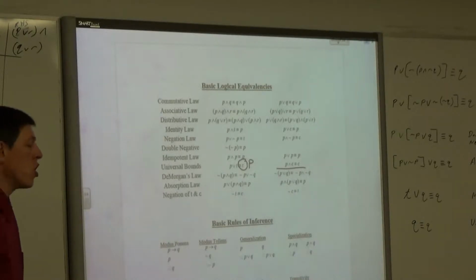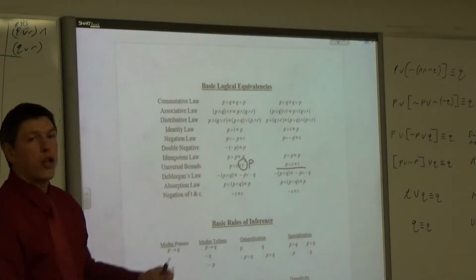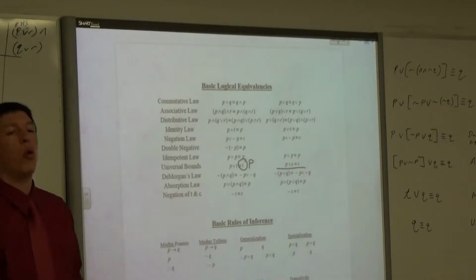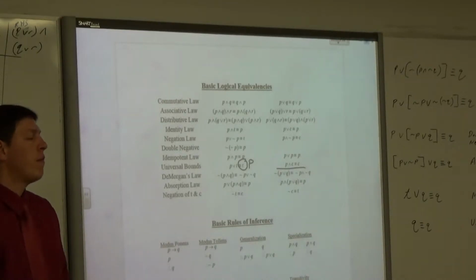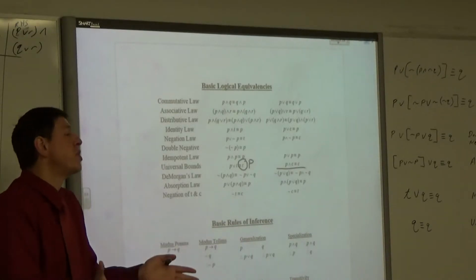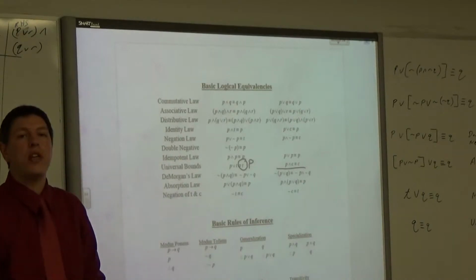Questions about this Boolean algebra stuff? All right. What are the trade-offs between truth table and Boolean algebra? Let's talk about that. When would you guys use a truth table as opposed to Boolean algebra? Because they both do the same thing, right? We could have proved both of these with a truth table.